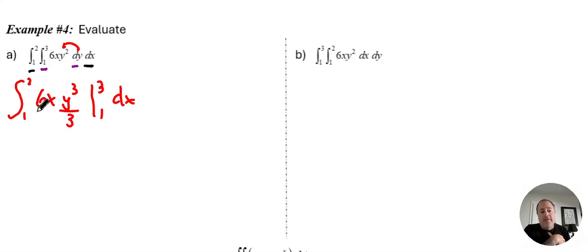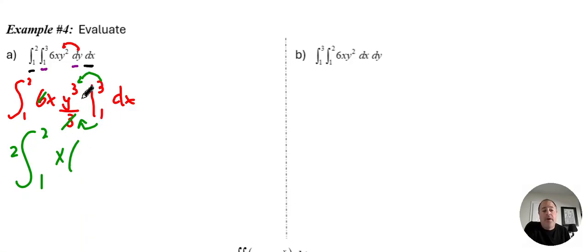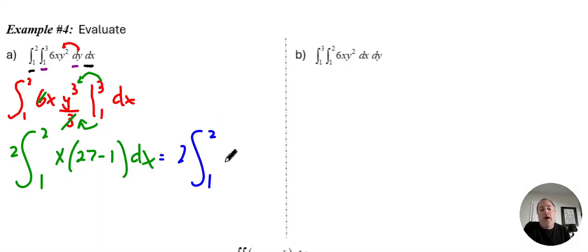The first thing I'm going to do here is take the 6 and the 3 and pull that outside to get my 2. We're going to do a 1 to 2 here, and put the x right here. Now remember, because we did this with respect to y, we're only plugging the 3 and the 1 into just the y. So we're going to have 3 cubed, which is 27, minus 1 cubed, which is 1, and then we still have our dx. Then we're going to do 2 times the integration from 1 to 2 of 26x dx.